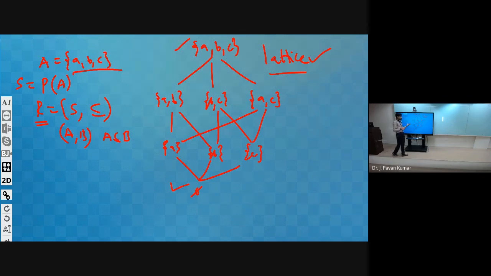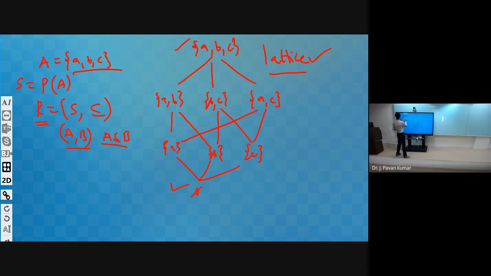16 subsets we will be getting. So we will have 16 vertices in the Hasse diagram of this poset. The same condition you consider: A, B will be part of it, and A is related to B if A is a subset of or equal to B. If you consider it like that, again we will get the Hasse diagram which has the greatest element, and phi will be the least element.